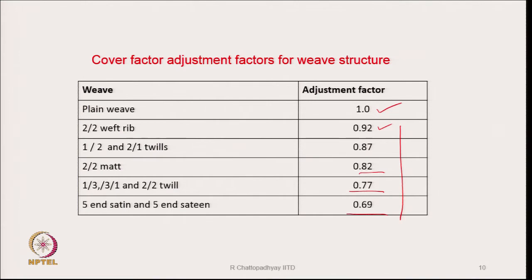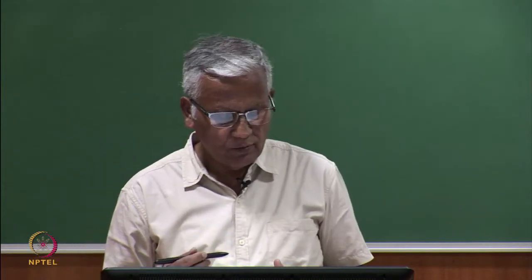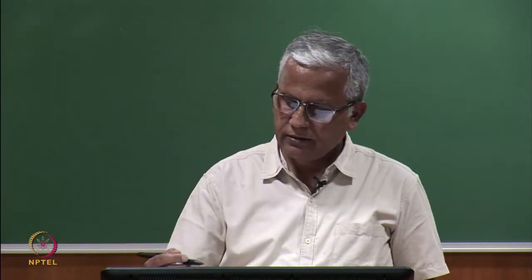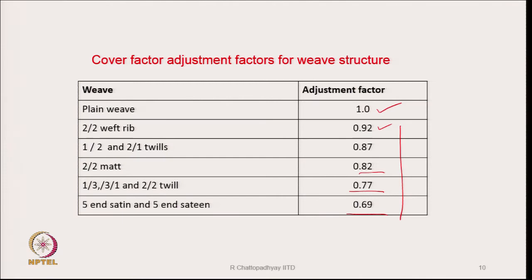So, this gives a little bit of the tightness that we can expect in a fabric. So, you can say the plain weave fabrics will be very tight. The others, whether it is twill or rib or mat or sateen, their tightness factor is going to reduce, they will be less and less tight.